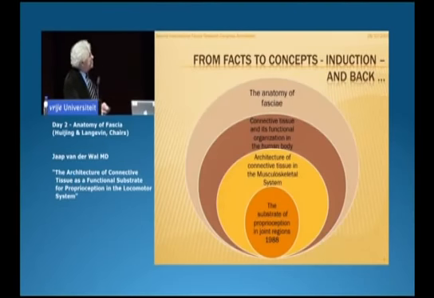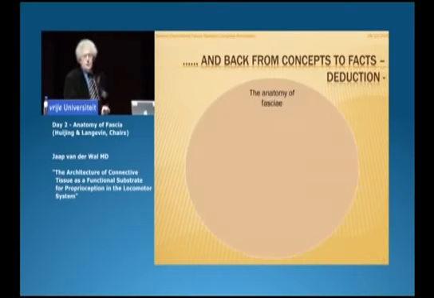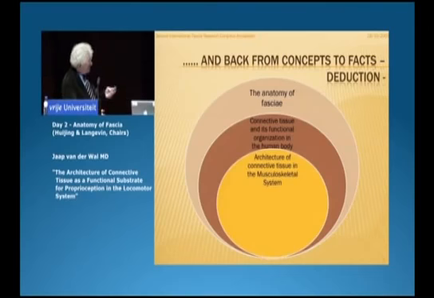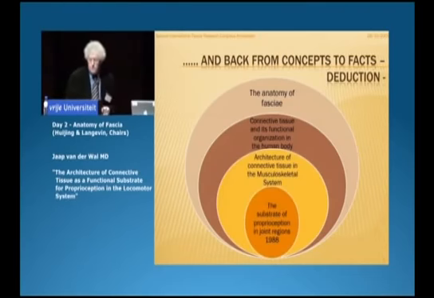I will this time go the other way around. I will start talking with you about the anatomy of fascia, and then we go deeper into the functional consequences. I will go the inductive way, from the big concept, the large concept, back to the details, and at the end I will tell you something about proprioception and the proprioceptive quality of the connective tissue.